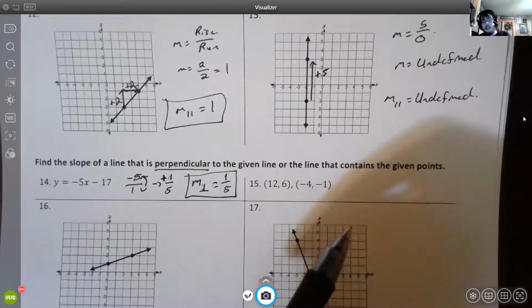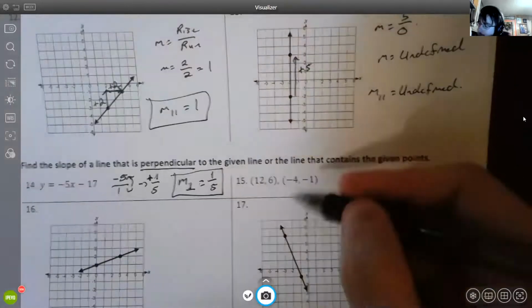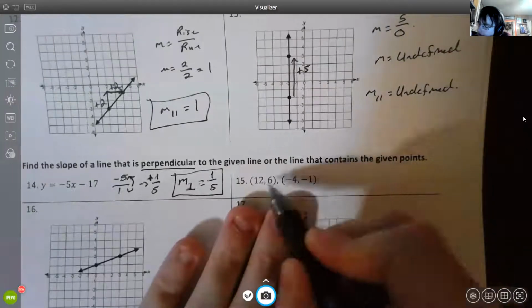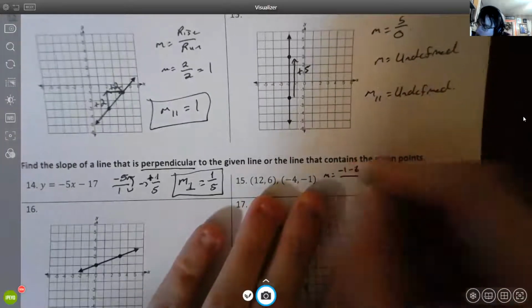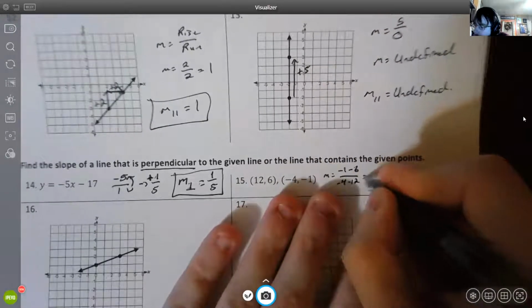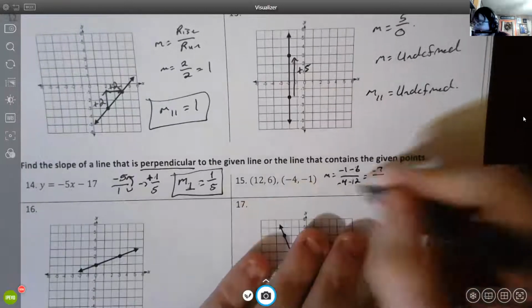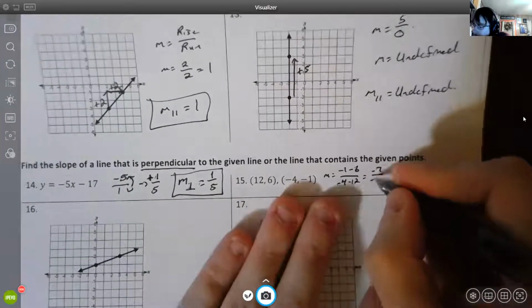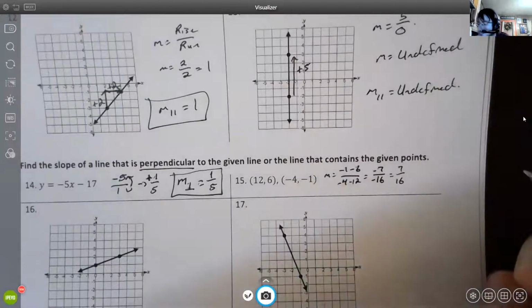Number 15. Number 15, we have to find our slope first. So we're going to use our slope formula. So -1 minus 6 over, and then we have -4 minus 12. -1 minus 6 is -7. -4 minus 12 is -16. So this gives us 7 over 16.